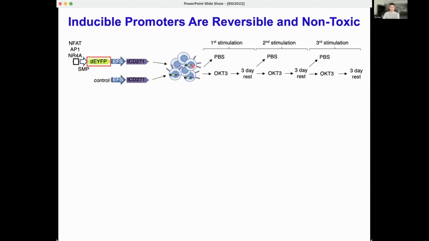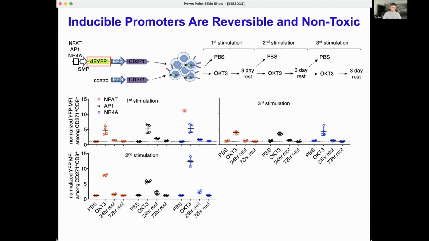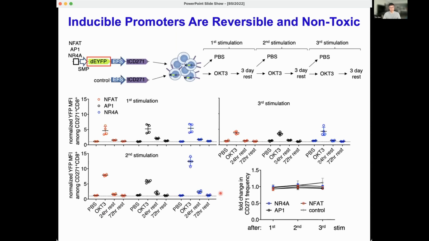So very similar setup. In here, we also did repeated stimulation to measure how reversible these promoters are. As you can see, after 1, 2, or 3 repeated stimulations, all of these promoters, after stimulation, increase signal, and very quickly, within 1 day, it largely returns down to baseline in terms of fluorescent response, showing that they are reversible. And also they demonstrated no toxicity, in that the frequency of the transduced cells, again measured by the CD271 tag, remains fairly constant throughout culture after repeated stimulation.